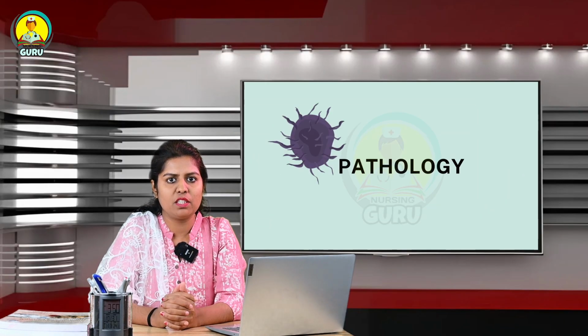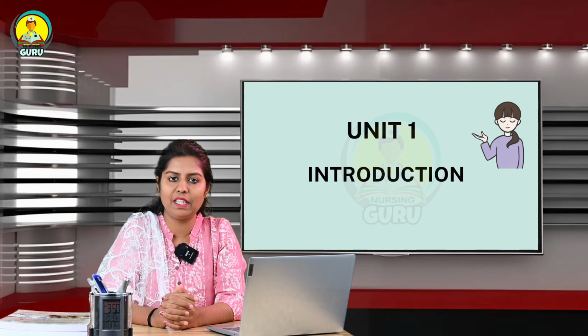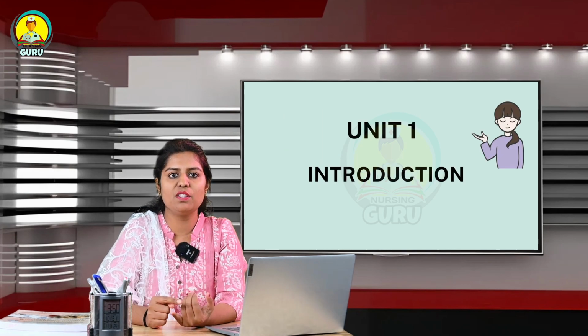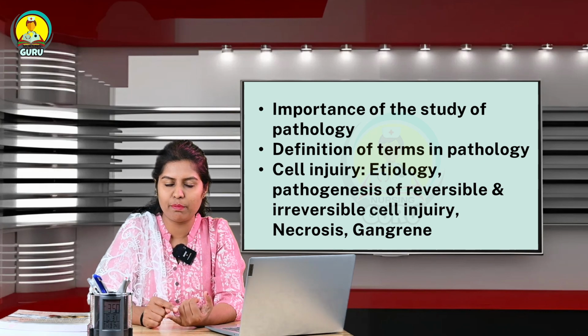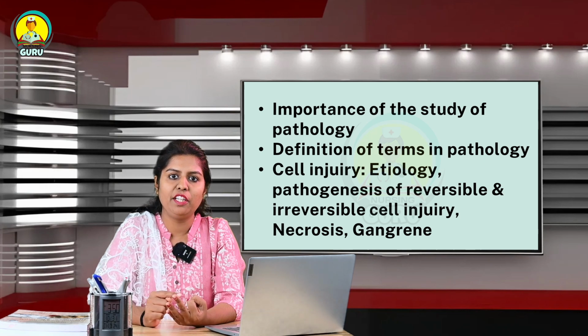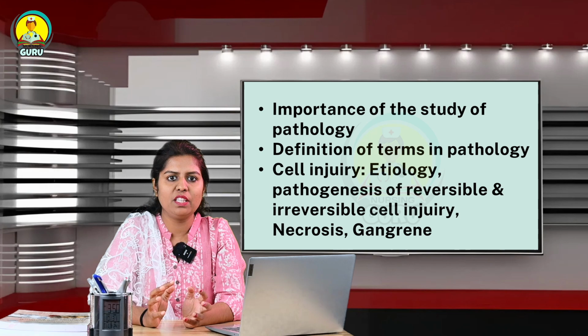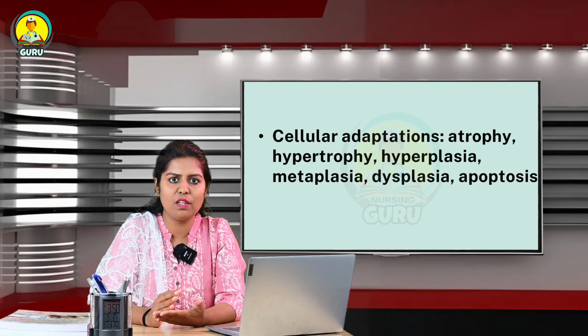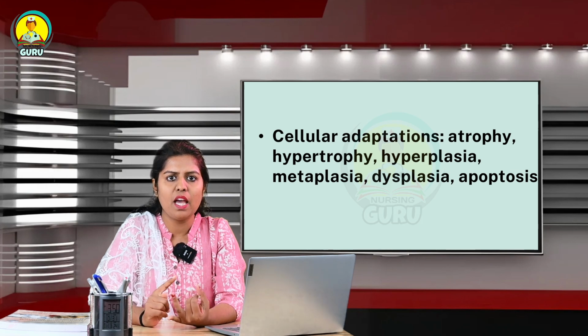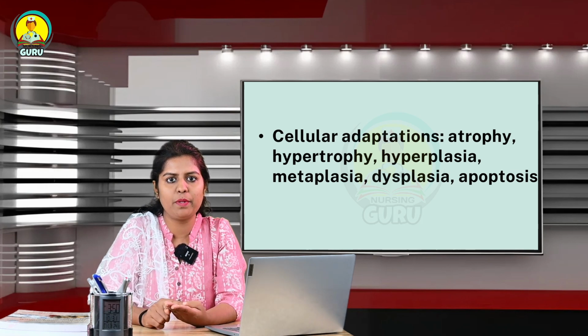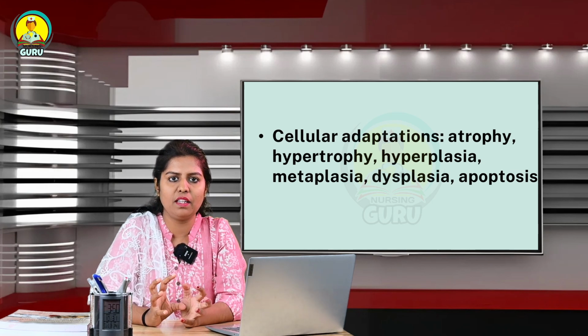Next let's see pathology. So first pathology 1, it comes in third sem. So first unit 1, introduction unit. So here in this unit we will see the importance of the study of pathology, then the definition of terms in pathology, then cell injury, etiology, pathogenesis of reversible and irreversible cell injury, then necrosis, gangrene, these all things we will discuss under this. Then cellular adaptations, that is atrophy, hypertrophy, then hyperplasia, metaplasia, dysplasia, apoptosis, all these things we will discuss in this unit.